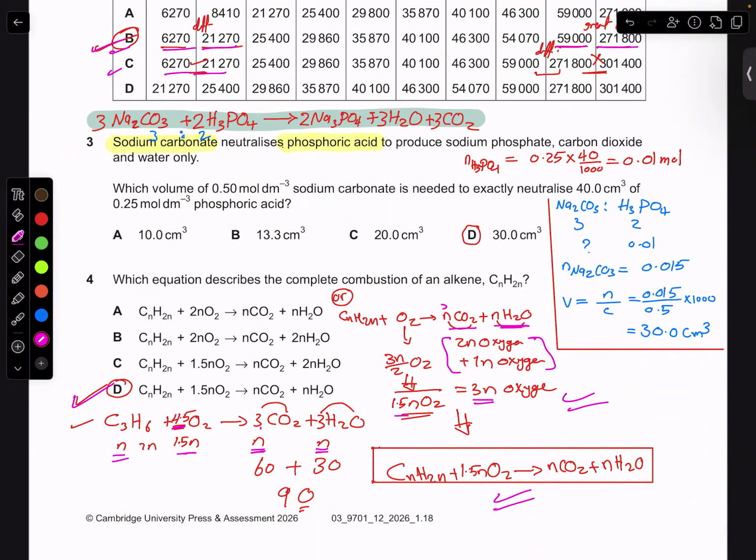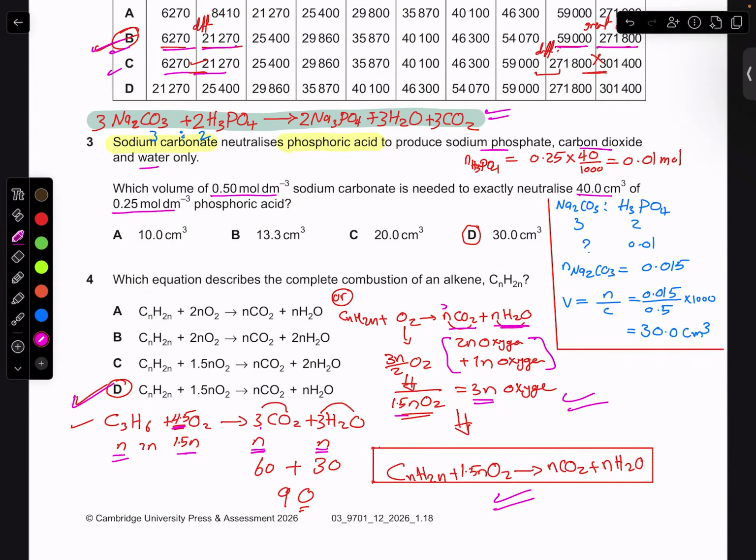Question 3. Sodium carbonate neutralizes phosphoric acid to form carbon dioxide, water vapor, and sodium phosphate. This is the equation. Sodium carbonate plus phosphoric acid gives sodium phosphate plus water plus carbon dioxide. Which volume of 0.5 mole per decimeter cube sodium carbonate is needed to exactly neutralize 40 centimeter cube of 0.25 mole per decimeter cube phosphoric acid?